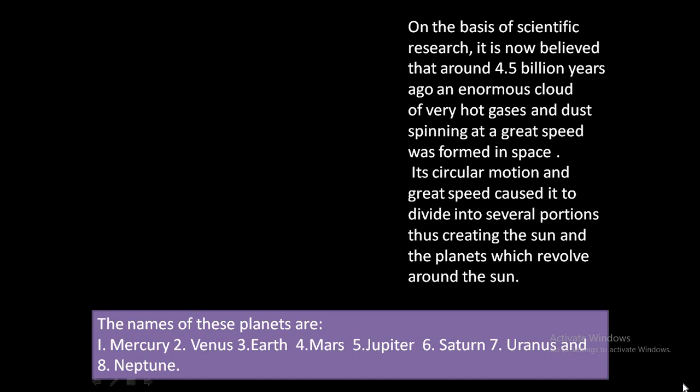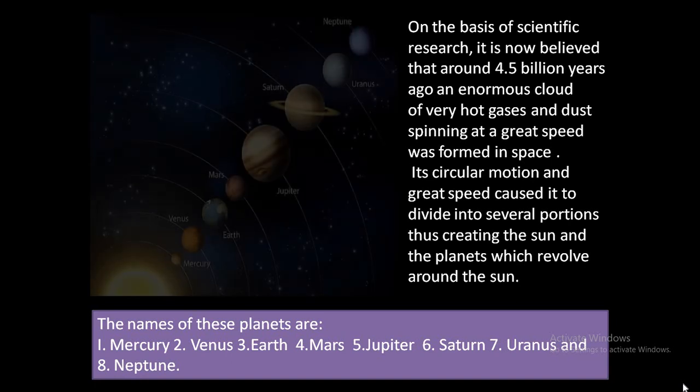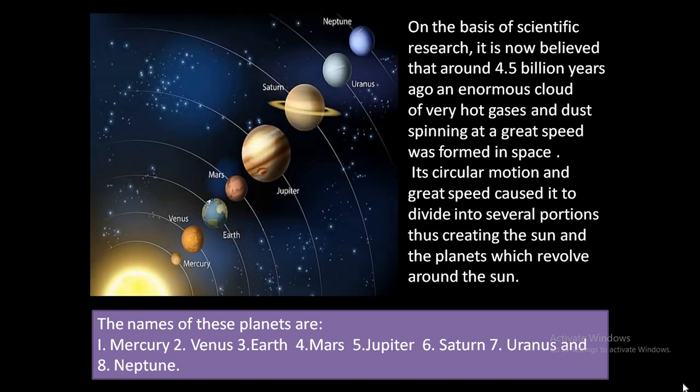On the basis of scientific research, it is now believed that around 4.5 billion years ago, an enormous cloud of very hot gases and dust spinning at a great speed was formed in space. Its circular motion and great speed caused it to divide into several portions, thus creating the sun and the planets which revolve around the sun. The names of these planets are Mercury, Venus, Earth, Mars, Jupiter, Saturn, Uranus, and Neptune.